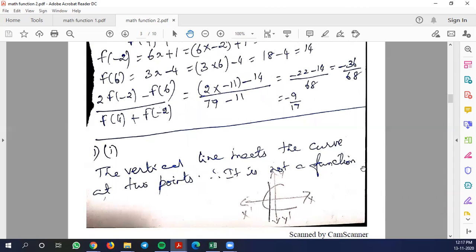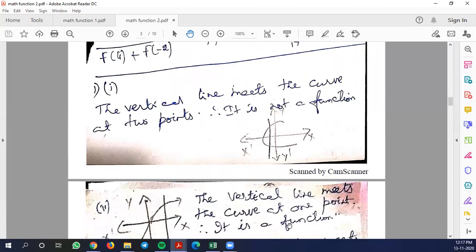Therefore, it is not a function. If the vertical line meets the curve at only 1 point, then we can say it is a function. So here, this vertical line meets the curve at 2 points. So it is not a function.